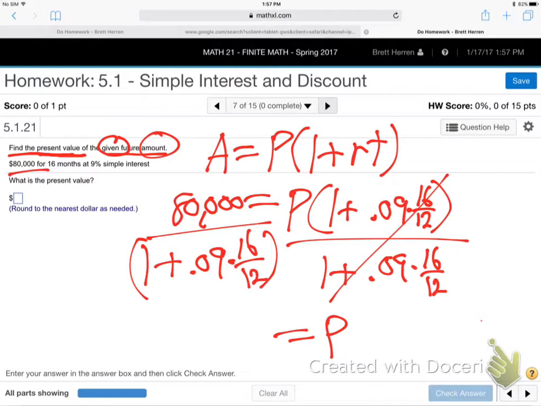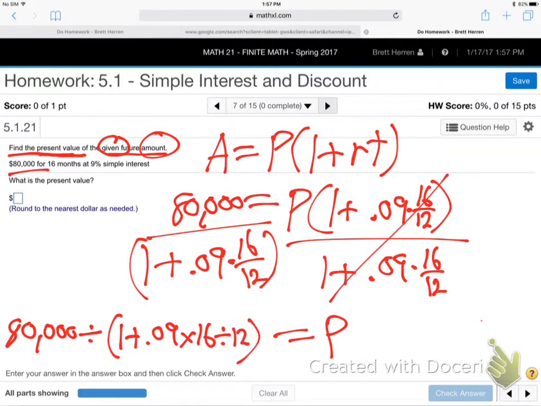Let me write out in particular what you would type in for this one. On most calculators, you would type in something like this: 80,000 divided by, parenthesis, 1 plus 0.09 times 16 divided by 12, parenthesis. You actually don't even need the closing parenthesis. Hit equals. So I parenthesize the whole denominator.